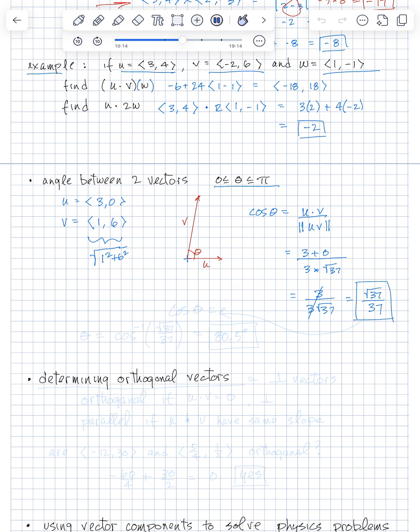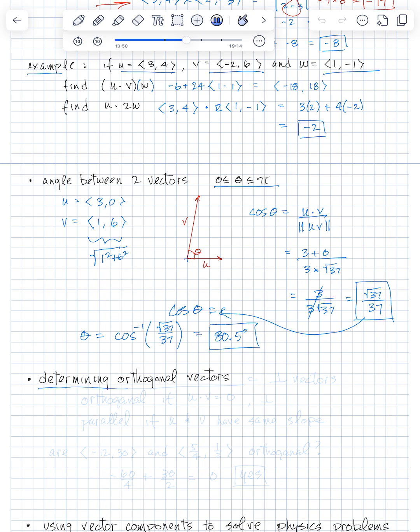So this is cosine theta is equal to that. So theta is equal to the arc cosine of square root of 37 over 37. Put that into your calculator and you get 80.5 degrees. So that is the angle between two vectors.